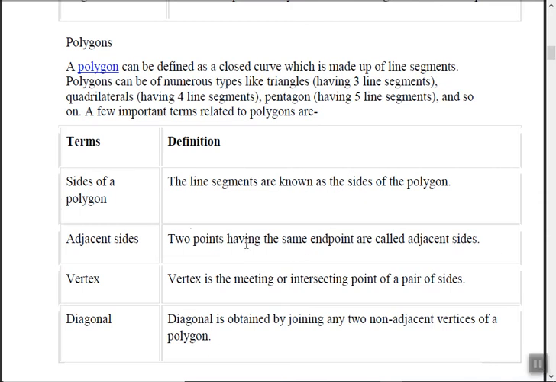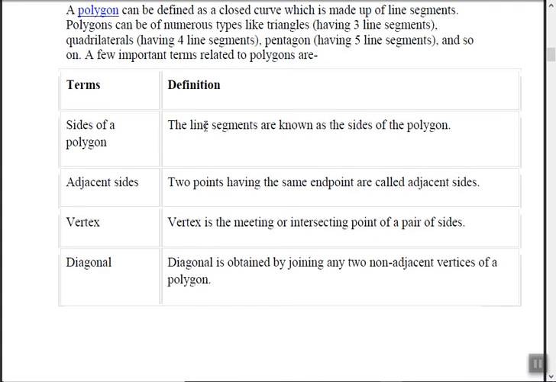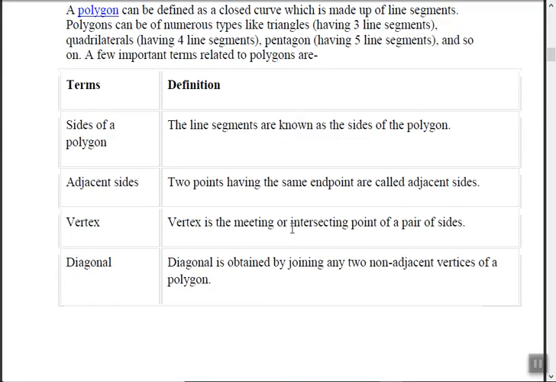Means the sides of the triangle are called the sides of the polygon. I am not showing the figures of this because this is quite easy. Adjacent sides: two sides having the same endpoint are called adjacent sides. See, these are all polygons. And what are the adjacent sides? These two sides are adjacent sides, which have a common vertex. Vertex is the meeting or intersecting point of the pair of sides.